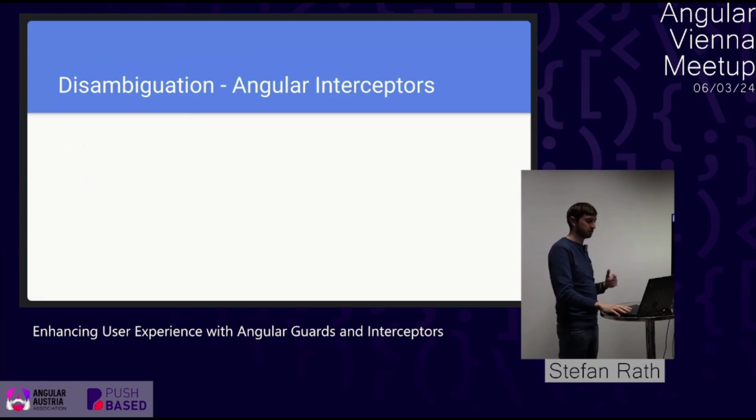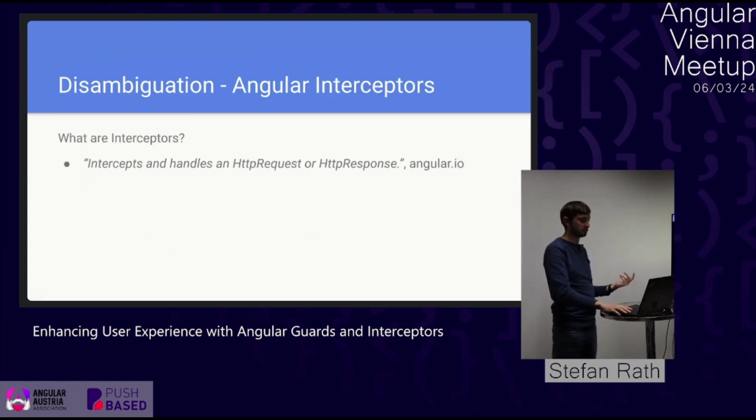Okay, then a few words about interceptors before I start with that. What are interceptors? This is my favorite definition, from angular.io. It's just 6 words or so: intercepts and handles HTTP request or HTTP response. I mean, it says pretty much everything, but that's the official definition.